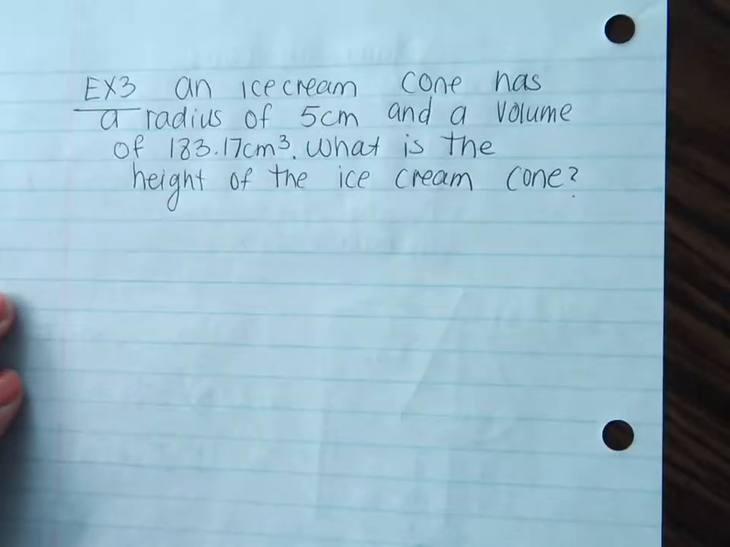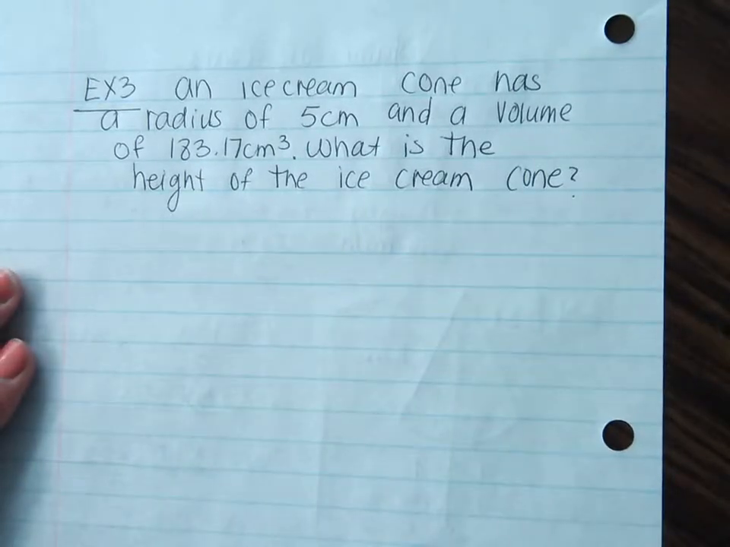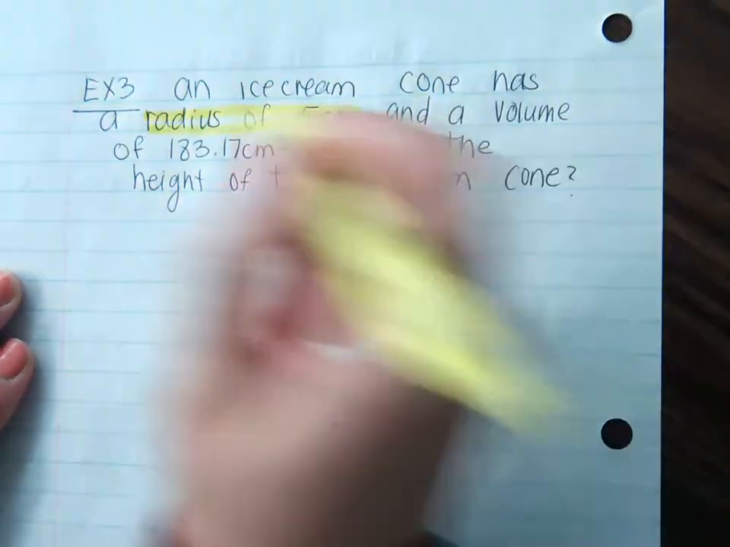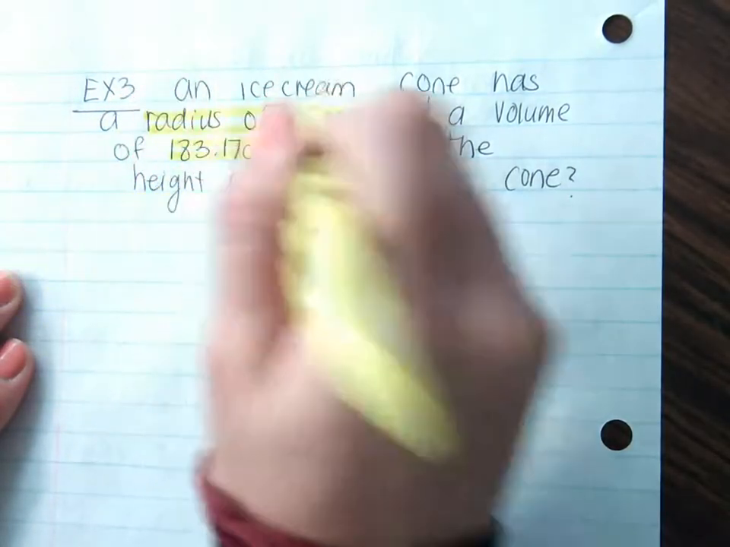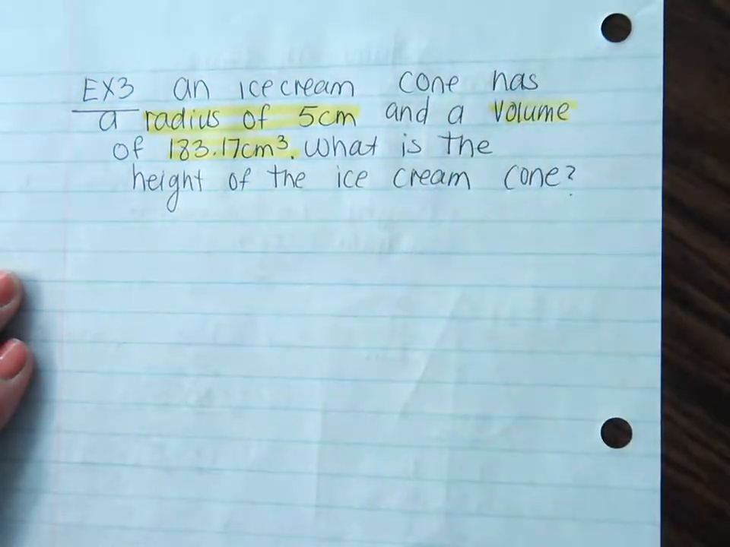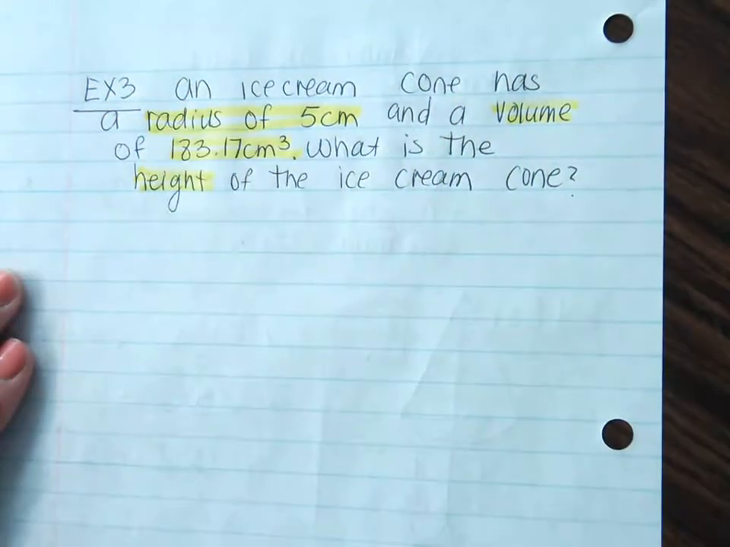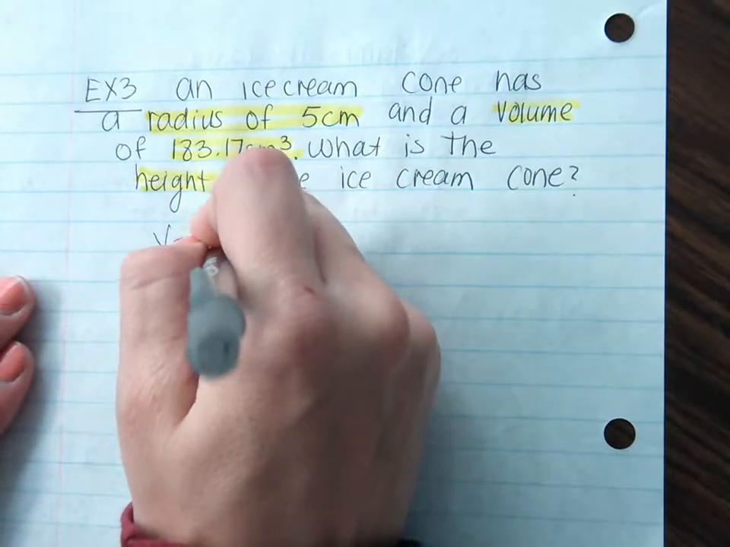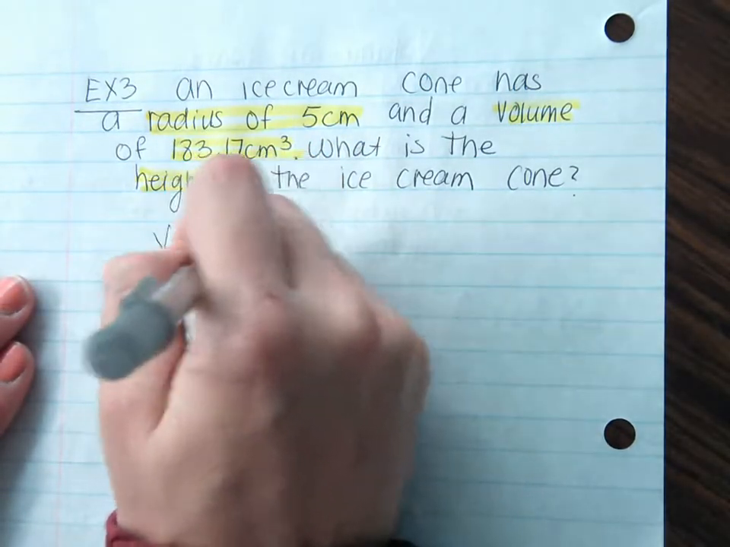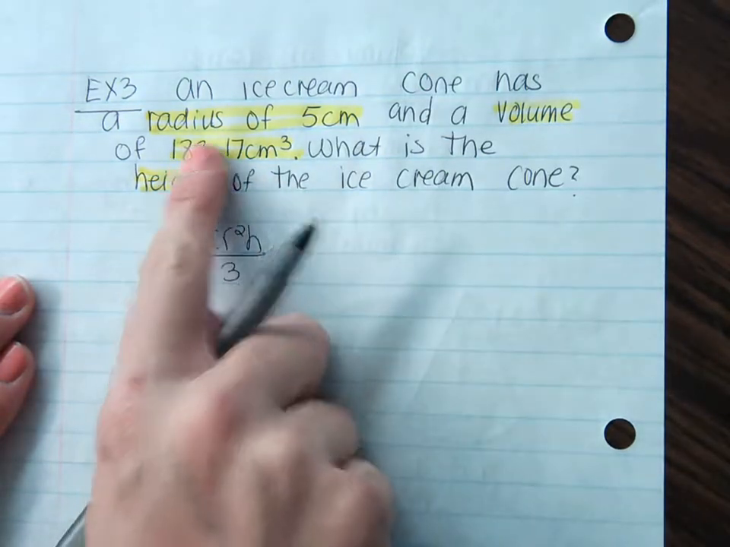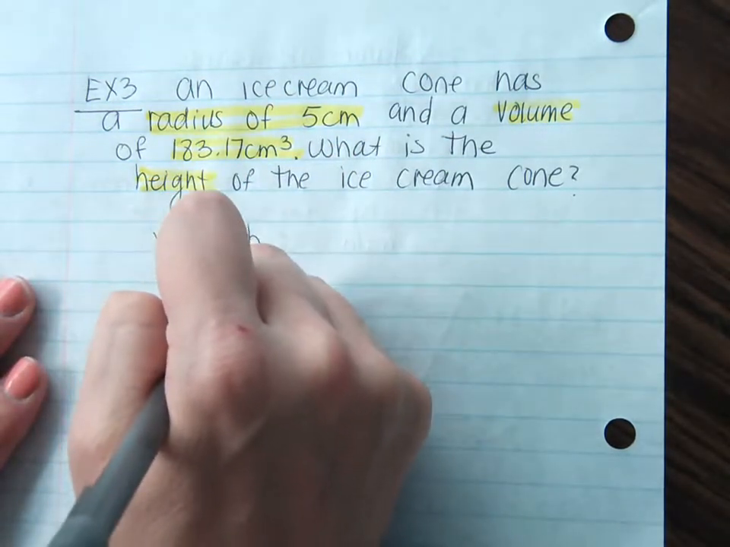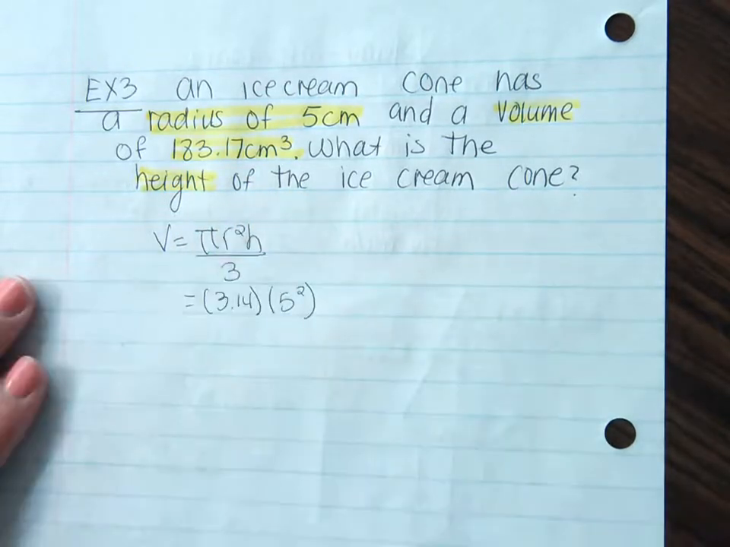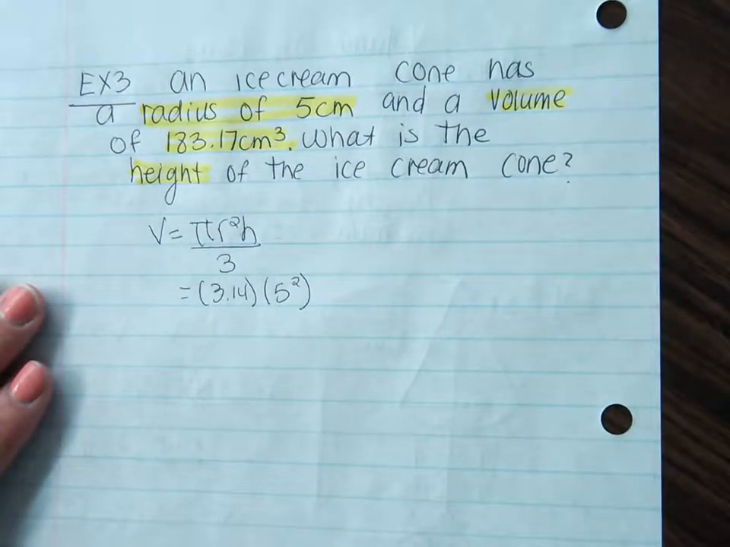Alright, last example. An ice cream cone has a radius of 5 centimeters and a volume of 183.17 centimeters cubed. What is the height of our ice cream cone? So the first thing we do is write down our formula. Volume equals pi r squared height divided by 3. We were given our radius, so 3.14 is pi. Radius is 5. We have to square it because that's part of the formula.